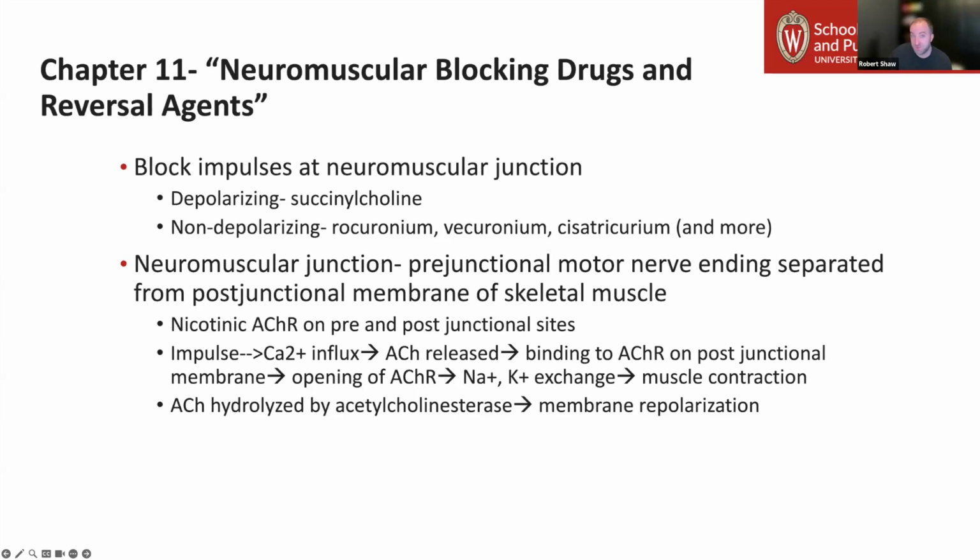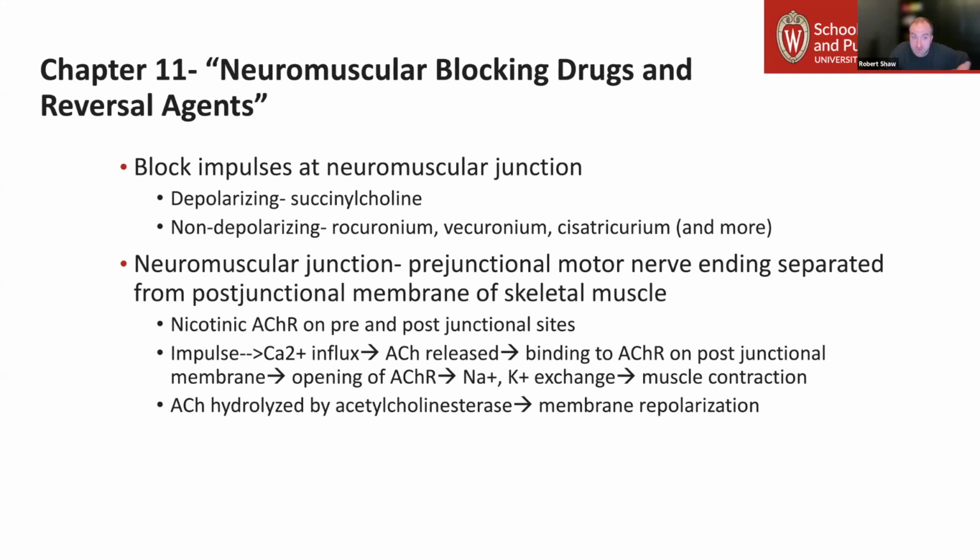So chapter 11 was neuromuscular blocking drugs and reversal agents. So we talked about doing a rapid sequence induction for this patient. Let's say we used propofol to induce. We gave a little bit of fentanyl, and then we want to give a muscle relaxant, something to effectively paralyze a patient to place a breathing tube. Two different choices. We could give either succinylcholine, which is a depolarizing neuromuscular blocker, or a non-depolarizer, and likely it would be rocuronium. And we'll talk about those two specifically in a bit.